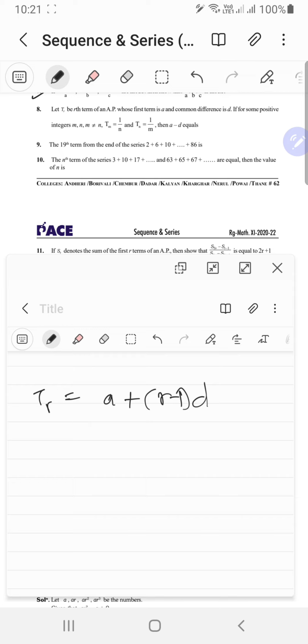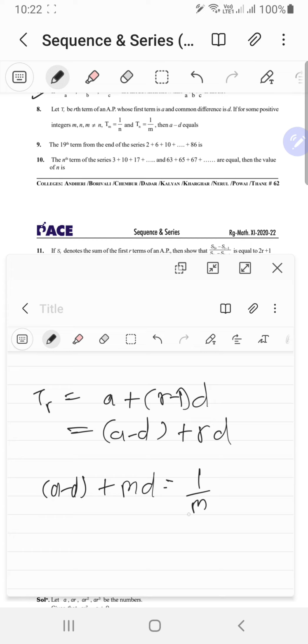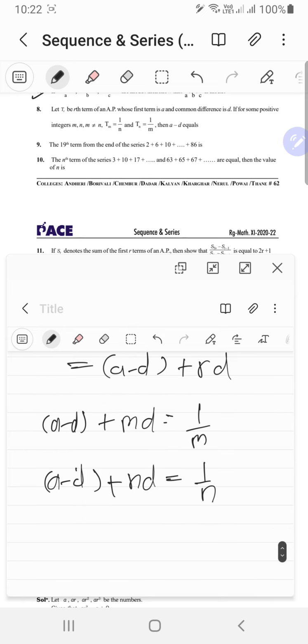Okay, fine. So what that means is, I can write this as a minus d plus rd. So a minus d plus md is equal to 1 upon m, and a minus d plus nd is 1 upon n. Then what is a minus d? You can write that in terms of m and n, but you need actual values for this. How does that even make sense?